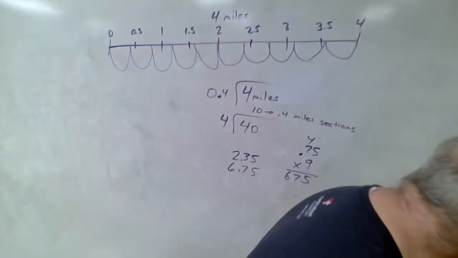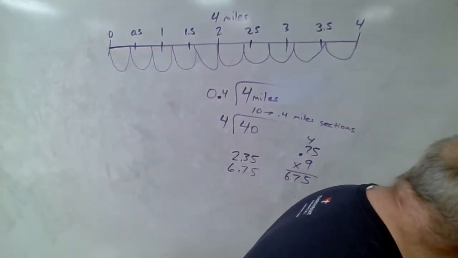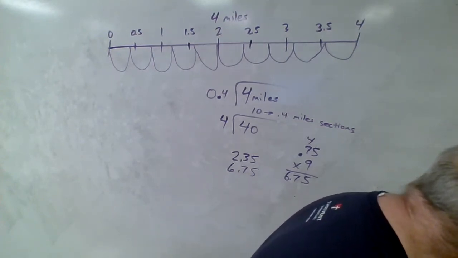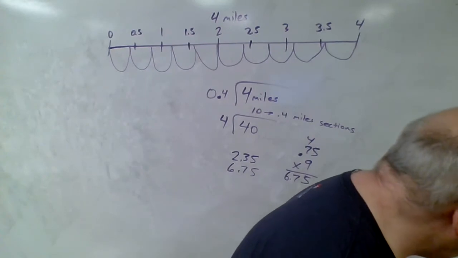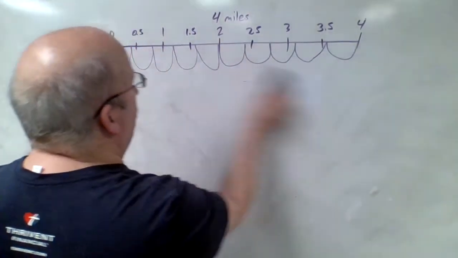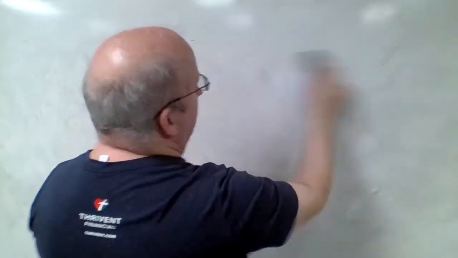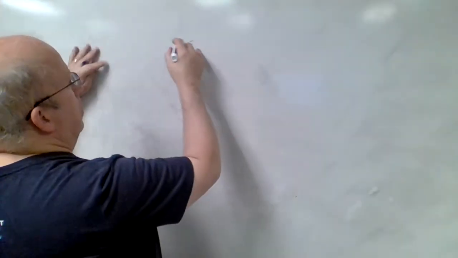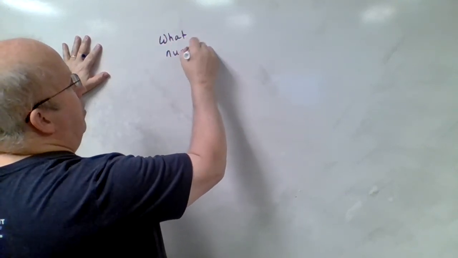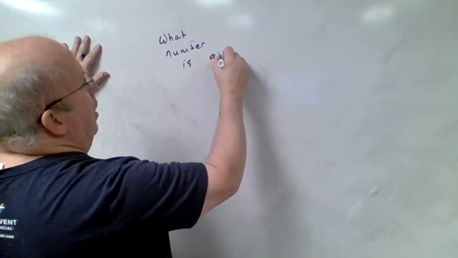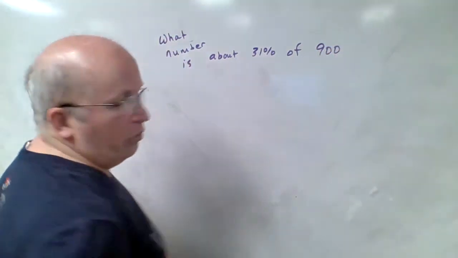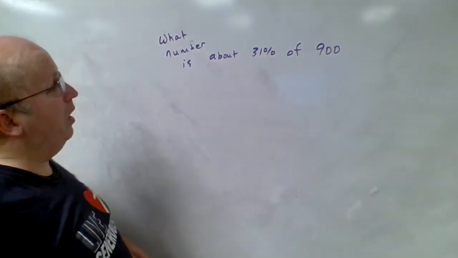Number 13. It says in a middle school of 900 students, about how many of them prefer the season of autumn? Well, autumn is 31%, right? 31%. And notice they do use the word about in the problem. So really we could write it this way. What number is about 31% of the 900 total students? What number is about 31%?